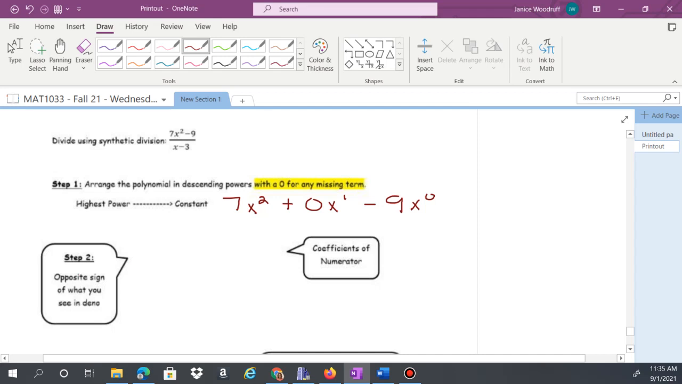Then step 2, I'm going to do this little symbol right here. So it's like the division symbol, except it's flipped upside down and rotated 90 degrees. So I'm going to call it division pants. And in the division pants, I'm going to do the opposite sign of what's here. So this is x minus 3, I'm going to put a positive 3. Then I'm going to line up the coefficients, which just means I'm going to take the 7, the 0, and the negative 9, and I'm going to write them right here.